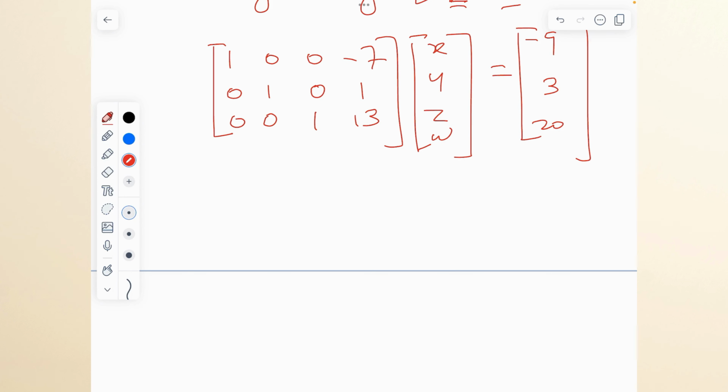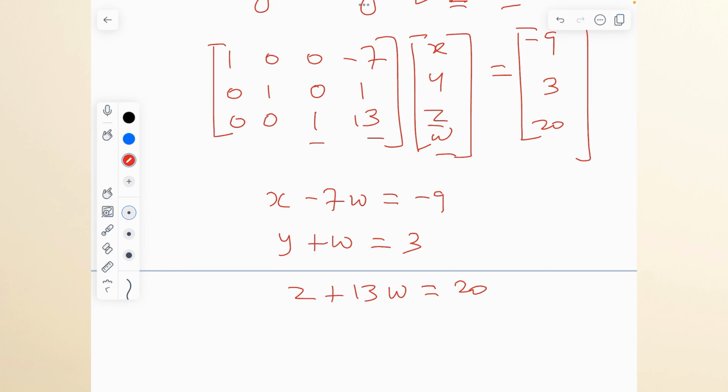So for more clarity, I will just multiply. While multiplying, we will be getting x minus 7w is equal to minus 9, then y plus w is equal to 3. Next is 1 into z, that is z. Next is 13 into w, z plus 13w is equal to 20. So these are the equations we got. This is the first equation, this is the second equation, and this is the third equation.